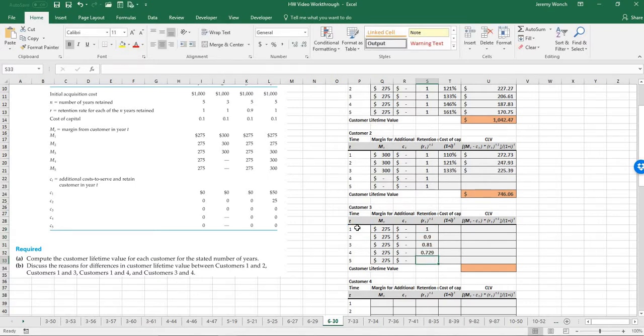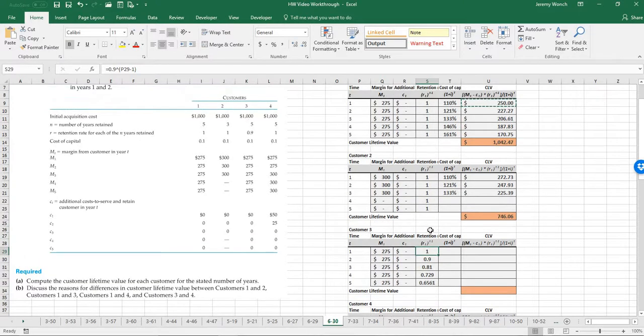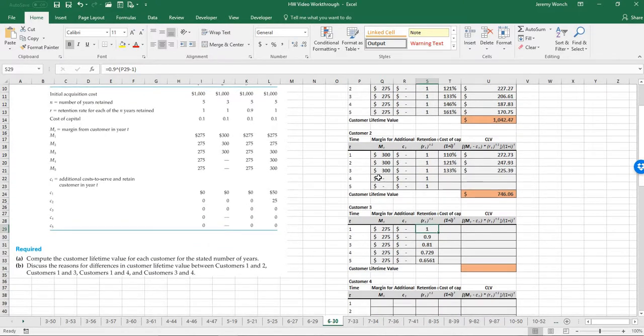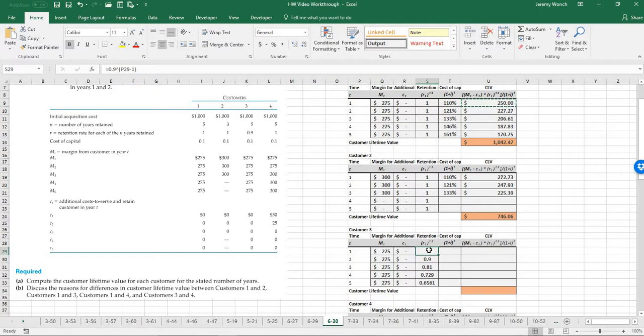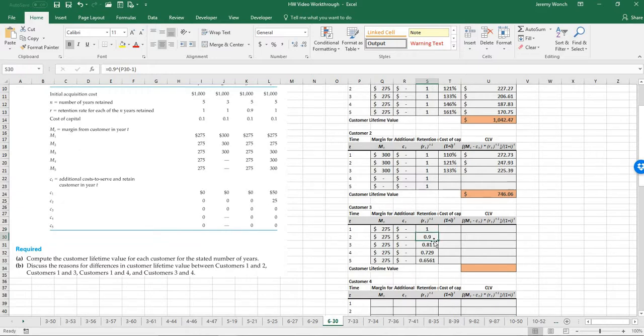We can just copy that down. So they have a 0.9 retention rate, but in year 1 we have 100%. That makes sense because this is the current year that we're working in. If we didn't keep this customer, they wouldn't even be listed here. So we keep them in year 1, and then we have 90% remaining in year 2, 81% remaining in year 3, 72% remaining in year 4, and so on.